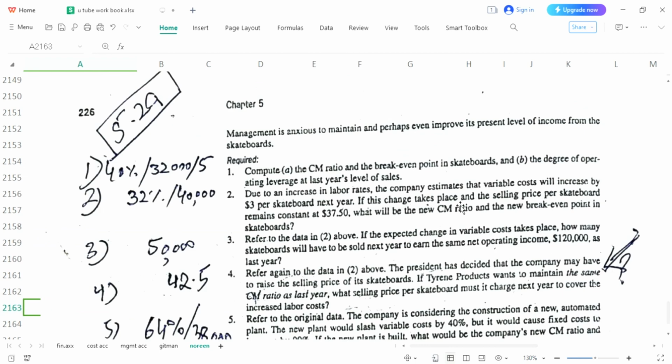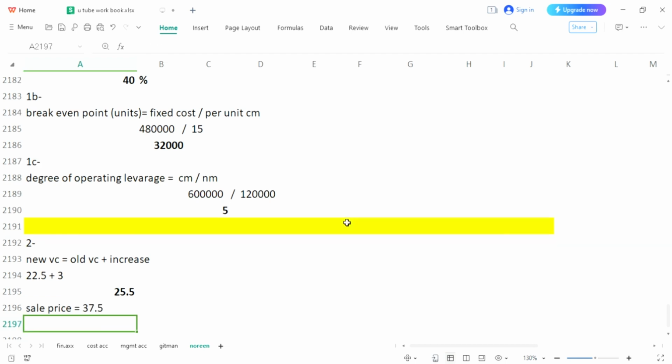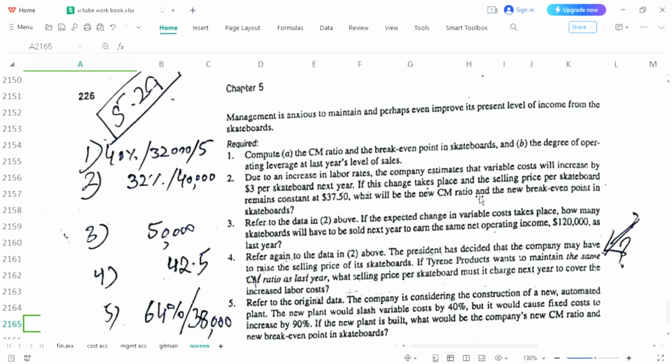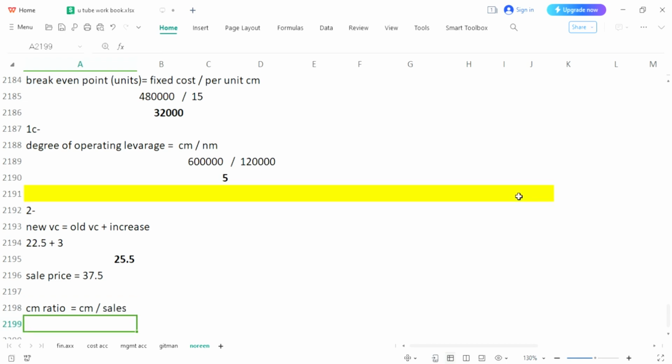If this change takes place, the selling price of the skateboard remains the same. It means there would not be any change; your sale price would be 37.5 as it was in the earlier stage. What will be the CM ratio and the new break even point? We will be calculating the CM ratio here. How do we calculate it? By dividing CM by sales.